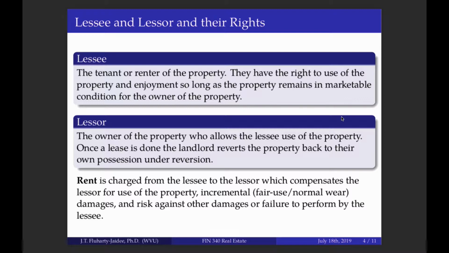Okay? And provided that the lessor has done their job correctly, they're going to charge rent, which will compensate them for, 1, the use of the property, okay?